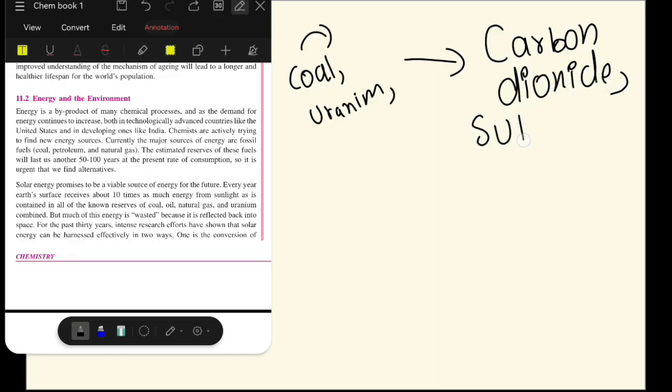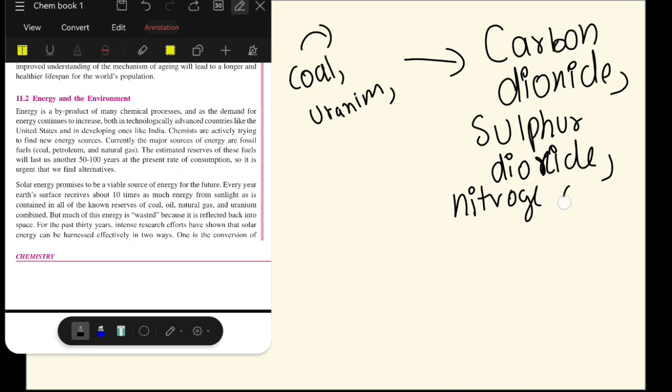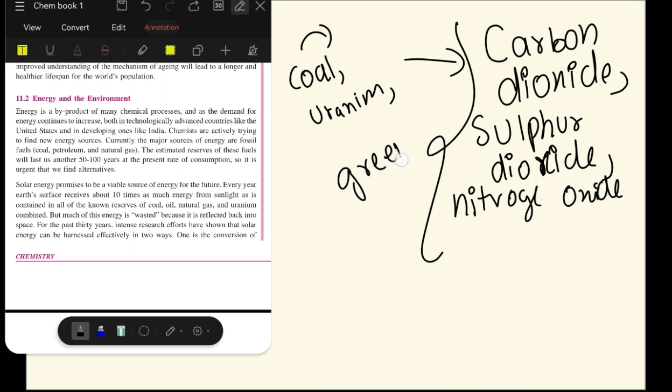Sulfur dioxide. I think you guys have heard this. We have been learning this since 5th grade. Then we have nitrogen oxides. These are called greenhouse gases. And these gases are bad for the atmosphere and they deplete the ozone layer. This results in acid rain and smog.